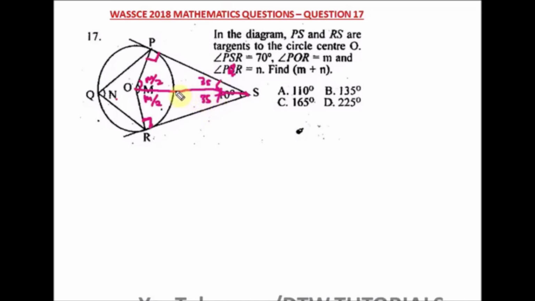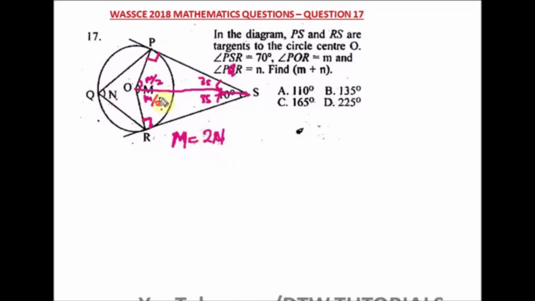Okay, and if you remember our circle theorem that states that the angle subtended by an arc at the center of a circle is twice that at the circumference. So angle M is equal to 2N. I hope you remember the circle theorem, which says the angle subtended by an arc at the center of the circle is twice the angle subtended at any point on the circumference. Okay, so M is equal to 2N.